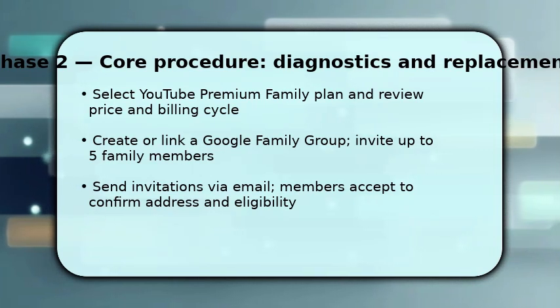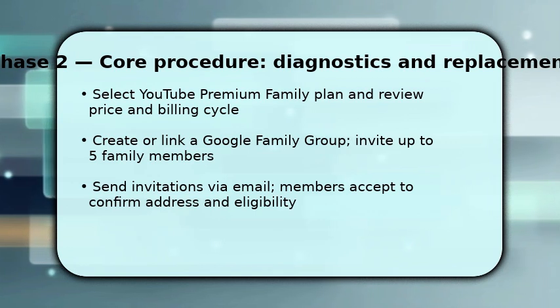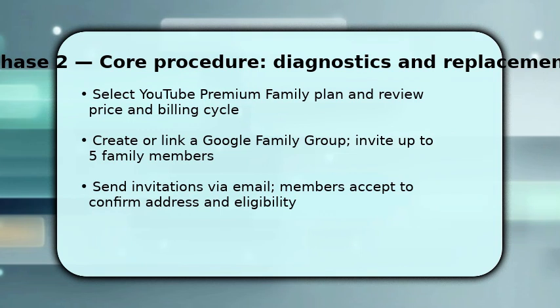Next, choose the YouTube Premium Family Plan and review the monthly price and billing start date. Once you select it, the flow prompts you to create or link a Google Family group. This group controls membership eligibility.